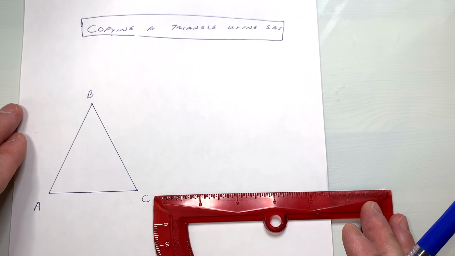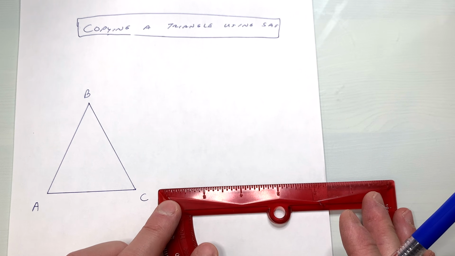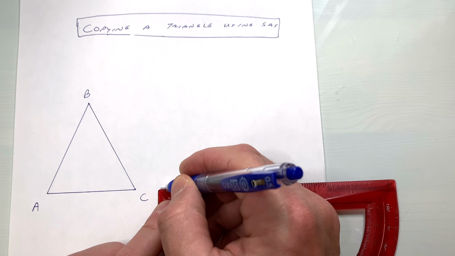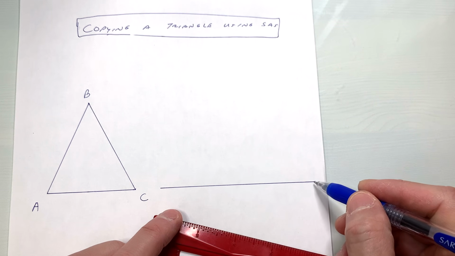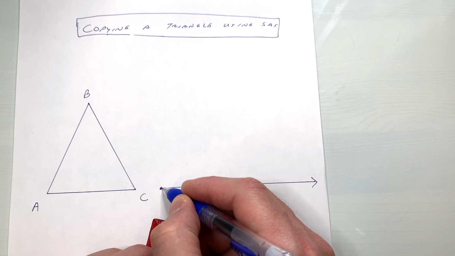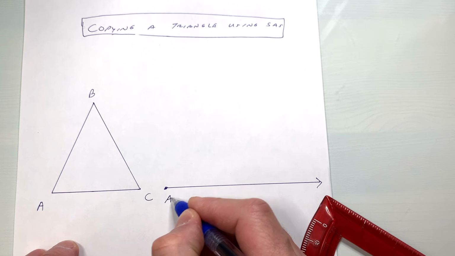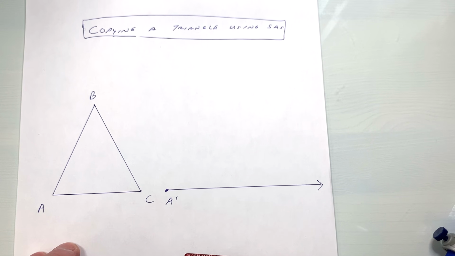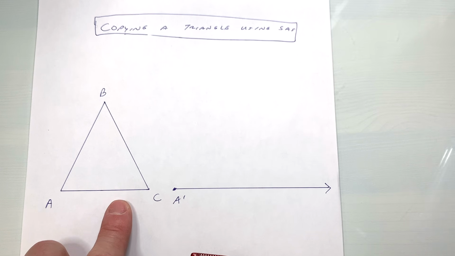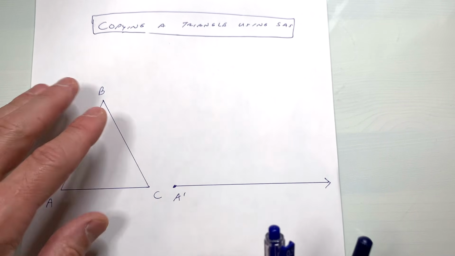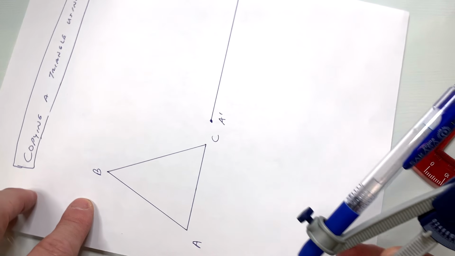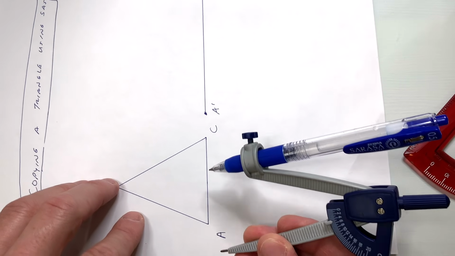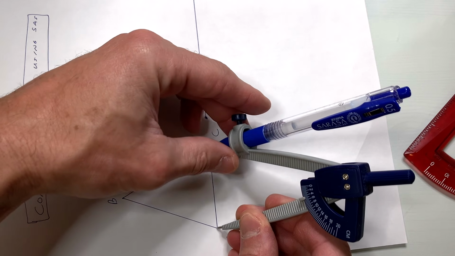Well, the first thing we want to do is draw a ray. Again, I would draw that ray a little bit longer than you think you need. This endpoint here, let's call that A prime. We're going to start off by copying this side of the triangle, AC, onto this ray. We talked about this a little bit earlier in this video about how to copy a segment. You just use the compass as a measuring tool.